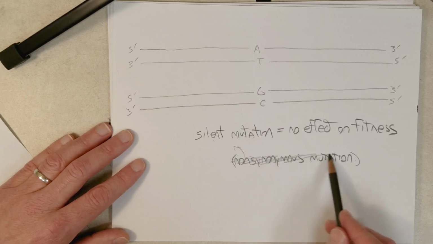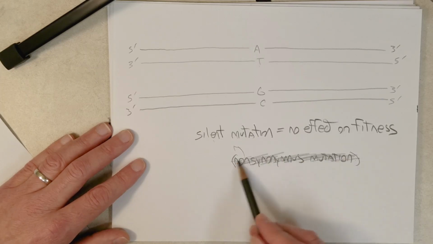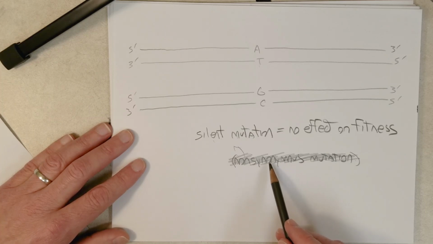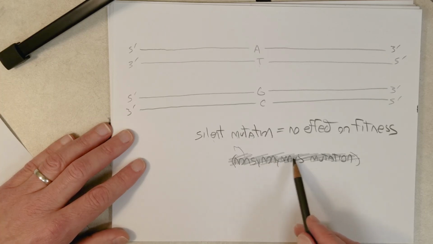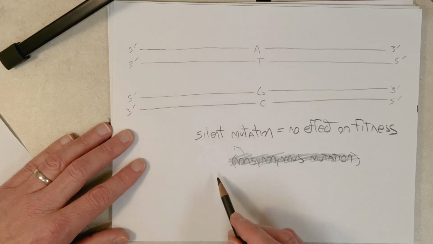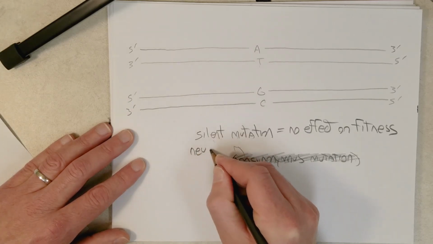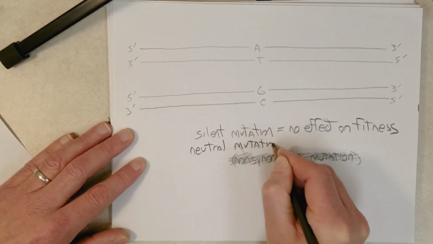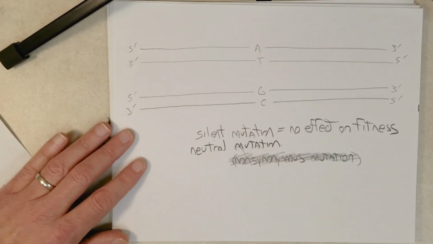So silent mutations are any mutation that could change the amino acid. They could change the codon from coding for one amino acid to coding for another. If it has no effect on the fitness of the organism, it's a silent mutation. Another word for silent mutation is neutral mutation. So those terms are synonymous.